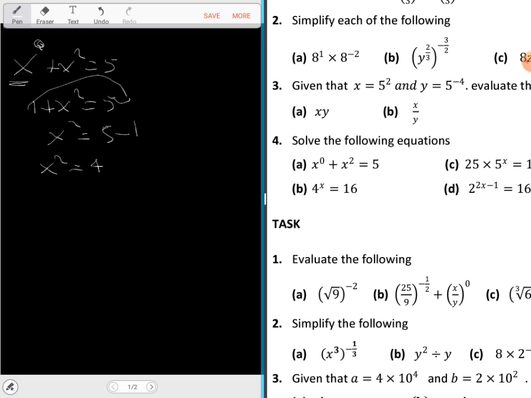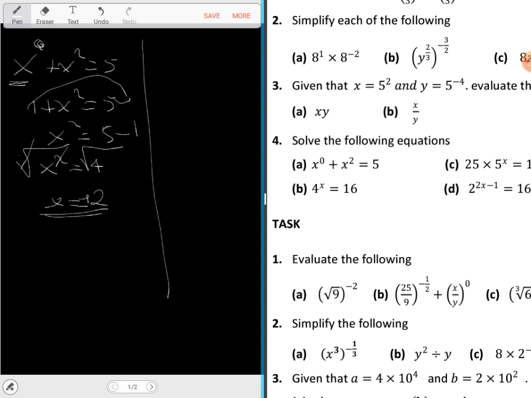So to find the value of x, you know what to do? You don't divide both sides, you take the square root. So the square root and the square, they're just the same, so they're going to cancel. So x will be equal to the square root of 4, which is 2. So your answer is positive or negative 2.